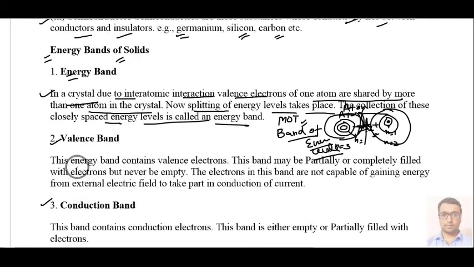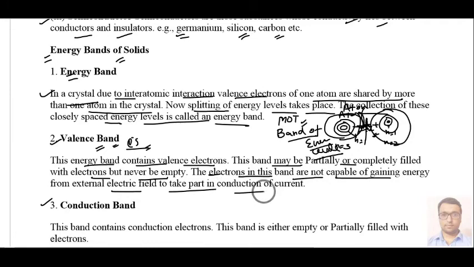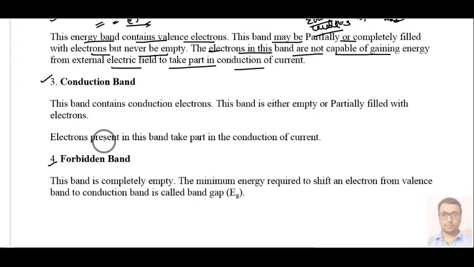Okay, similarly we have valence band. This energy band contains valence electrons. This band may be partially or completely filled with electrons but never empty. In valence band we will have some electrons. In the outermost shell or outermost band of energy we will have some electrons that will be considered as valence band. The electrons in this band are not capable of gaining energy from an external electric field to take part in conduction of current.